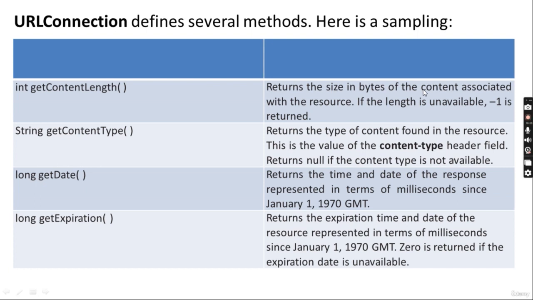String getContentType returns the type of content found in the resource. This is the value of the content-type header field. It returns null if the content type is not available. It will be in string format.